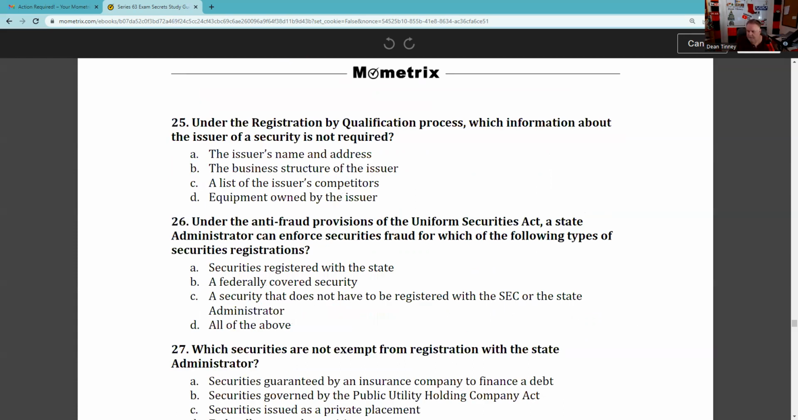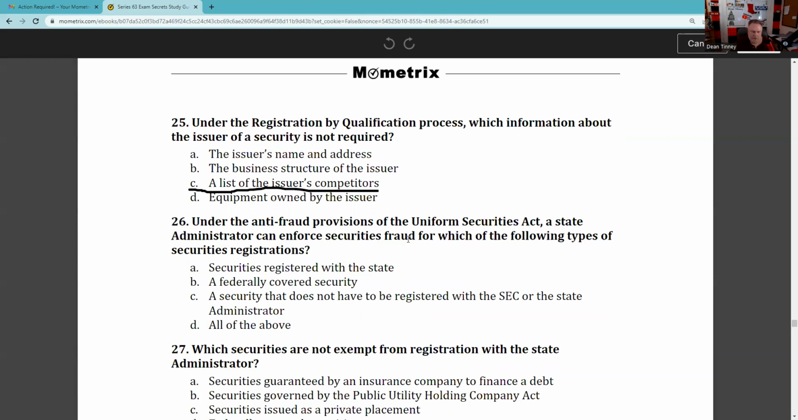I would worry about registration through qualification. Which information about the issuer is not required? Well, you definitely have to tell the state administrator your issuer's name and address. You have to tell them whether it's an LLC, an S corp, a C corp, a partnership. Certainly. A list of the issuer's competitors? No. The equipment owned? Yeah, you're going to have a balance sheet. So that would be D, right? Because that would be on the balance sheet. So the answer is C.